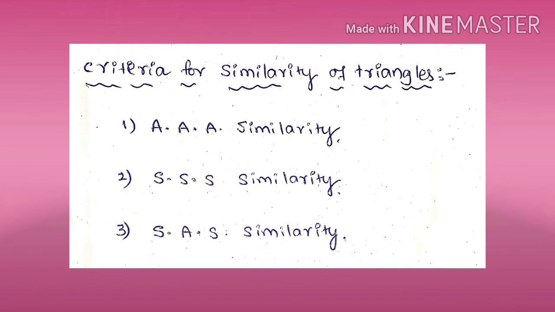AAA similarity. If three angles are equal to the three angles of another triangle, then they are similar. Again, SSS similarity: if the three sides are proportional, then the two triangles are similar. Or the third one, SAS similarity: two sides are proportional and the included angle is equal, then the triangles are similar. So out of these three you can choose any one. The first one, AAA similarity, you can also consider as AA similarity, because automatically the third angle will be equal, right? Next, let's go for the next slide.